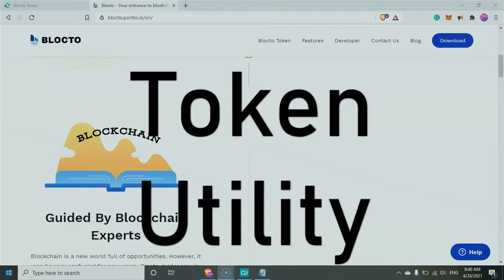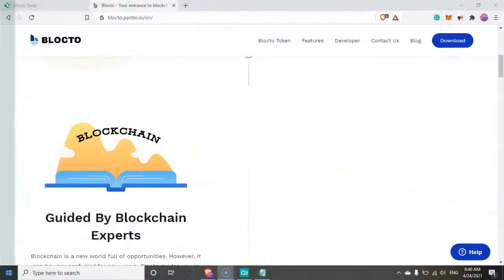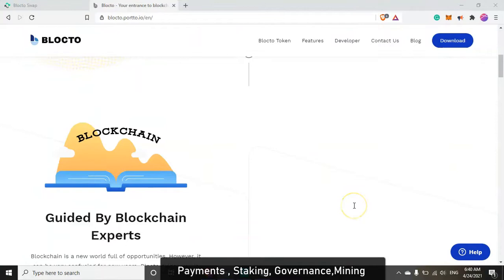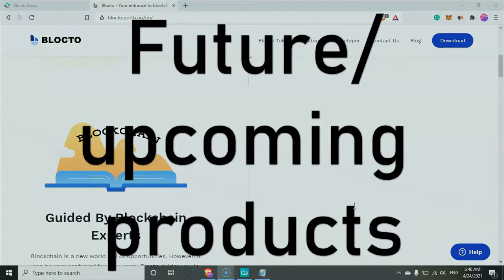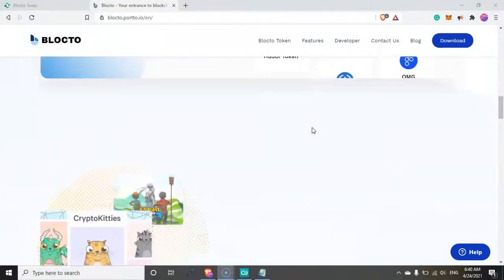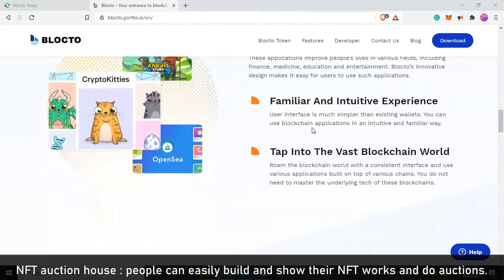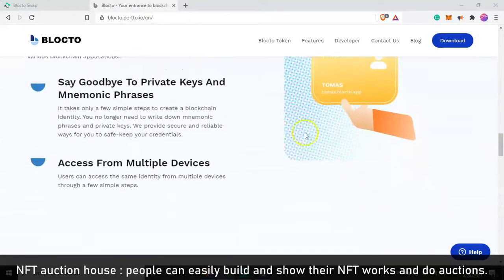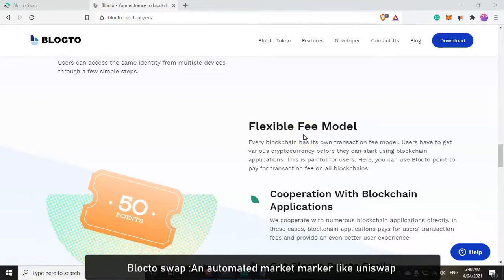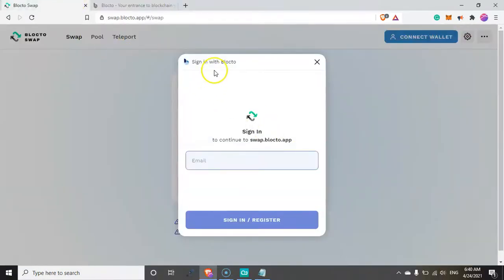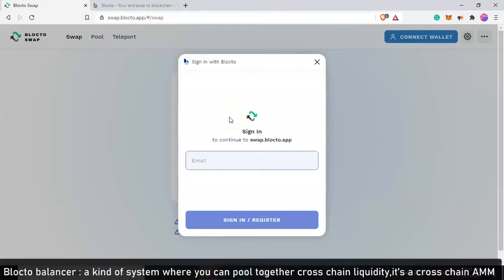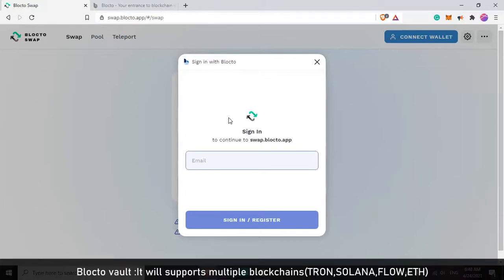So you might be asking, okay, what is the token used for? We have stuff like payment, staking, governance, and mining on the network. So what are some of the feature products that the platform is seeking to bring on board? We have the NFT showroom, where people can bid and do auctions. We also have the likes of Blocto Swap, which we'll talk a little bit about. And then we also have Blocto Balancer, a system where you can put together cross-chain liquidity, a cross-chain AMM, blockchain vaults, and the rest of them.